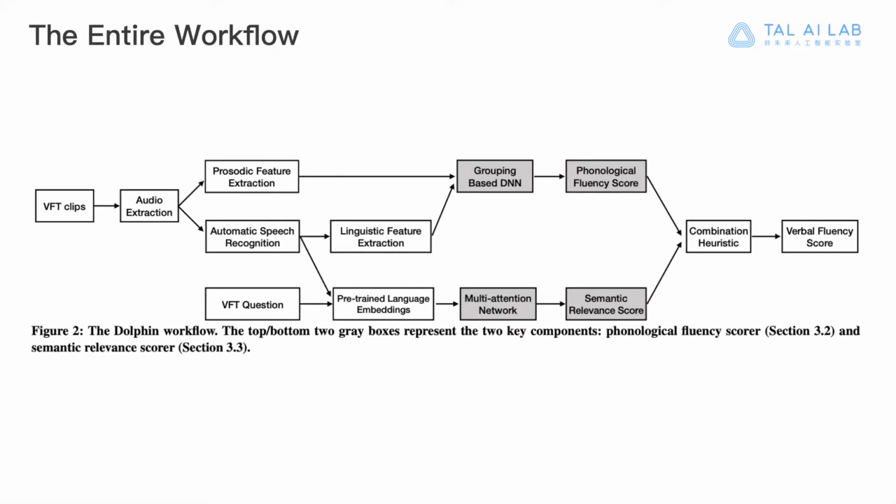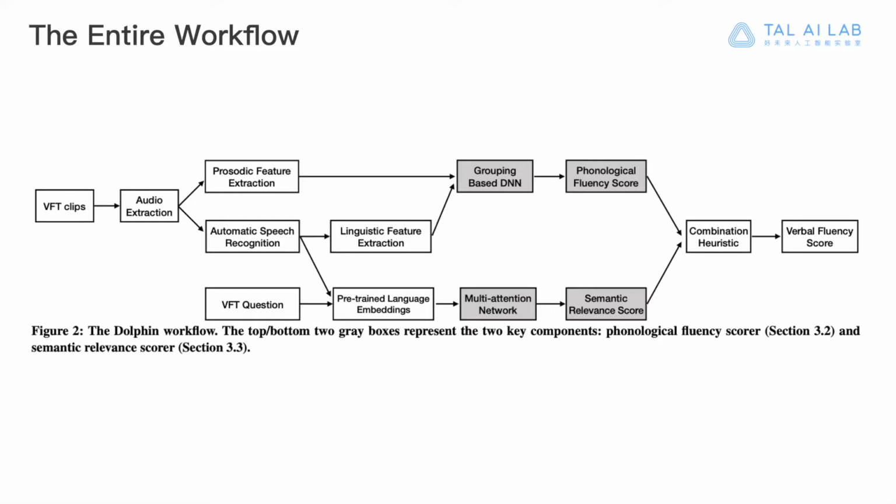There are two sub-workflows. In the top sub-workflow, when a VFT clip arrives, we extract its audio track. The audio track is then sent to a prosodic feature extractor and our self-developed automatic speech recognizer. We extract prosodic features and linguistic features from the ASR output. Then we combine these features and use a DNN to learn an effective representation for each clip, and then predict the phonological fluency by a logistic regression.